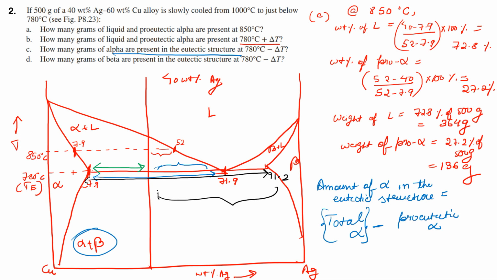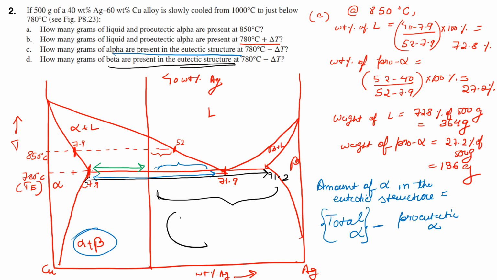Now from that percentage of total alpha, if I subtract the percentage of alpha existing as proeutectic alpha, which we have calculated in the second bit, right? The amount of proeutectic alpha is basically this part divided by this whole line. If we subtract it, we get the alpha that is existing in the lamellas. So the alpha existing in the eutectic lamellar structure we can get by the difference. Similarly, we can get the total amount of beta in the eutectic structure, rather by the difference, right?